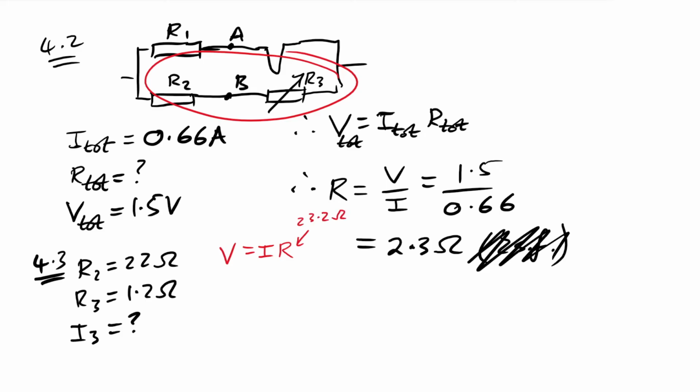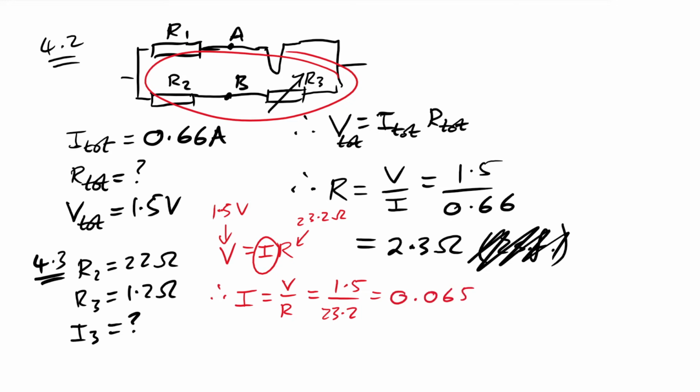What else do we know? Well, we know the voltage is the same because it's parallel, so it's 1.5 volts. Hence, therefore, current is going to be V divided by R, so that's 1.5 volts divided by the 23.2 ohms, and that gives us, to 2 sig figs, 0.065 amps. And again, it has to be to 2 sig figs because our voltage is to 2 sig figs.